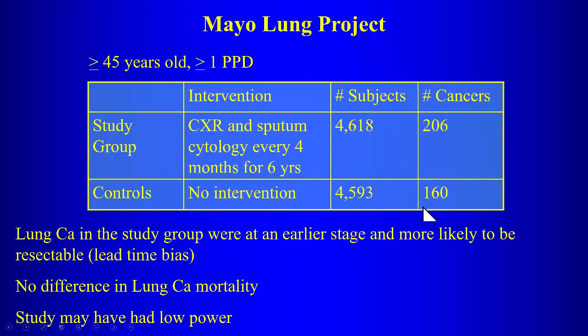These are the number of subjects. These are the number of lung cancers that were detected. They did find that the lung cancers in the study group were at an earlier stage and more likely to be resectable, so that's lead time bias, that's what you would expect. But when they compared the statistics, there was no statistically significant difference in lung cancer mortality between the two groups. So the study was criticized because it may have had low power. Look at the number of subjects. Maybe there might still be a benefit that was not detected because the number of subjects was not large enough.